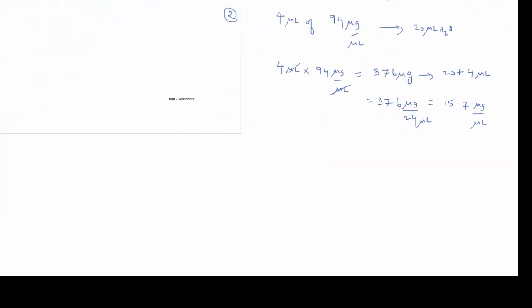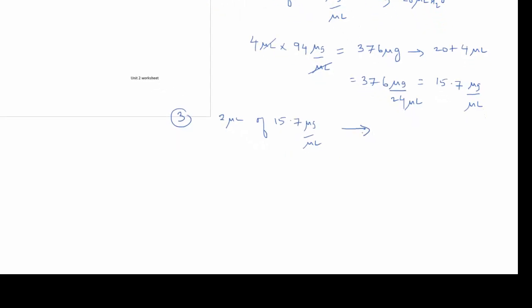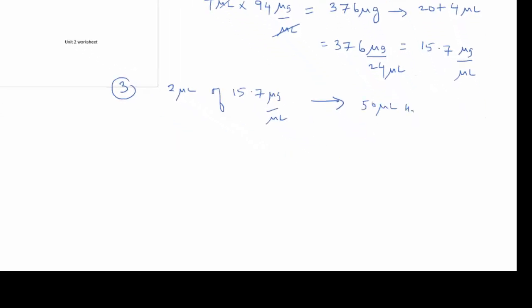Right, so we've gone past the second step. The third one is we're going to be taking 2 microliters of solution 2, which is 15.7 micrograms per microliter, and then we add it to 50 microliters of water. So the total volume is going to be 52 microliters. Let's calculate how many micrograms of solute, or magnesium chloride in this case, is present in 2 microliters. In 1 microliter we've got 15.7, so in 2 microliters it's going to be 2 times 15.7 micrograms per microliter. The microliters cancel, so that's going to be around 31.4 micrograms.